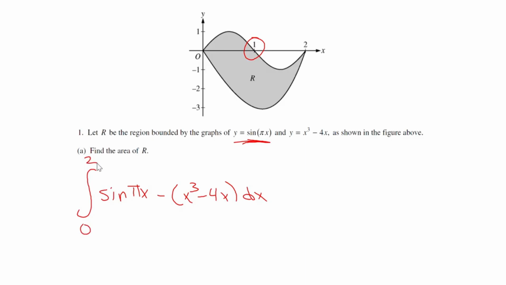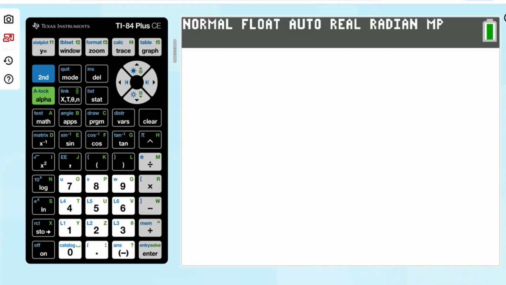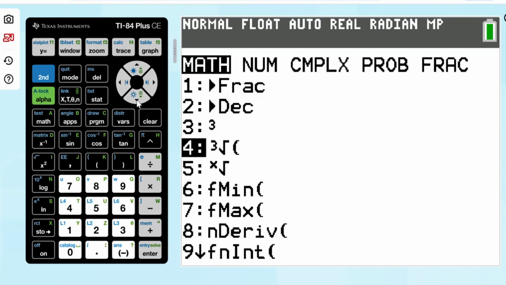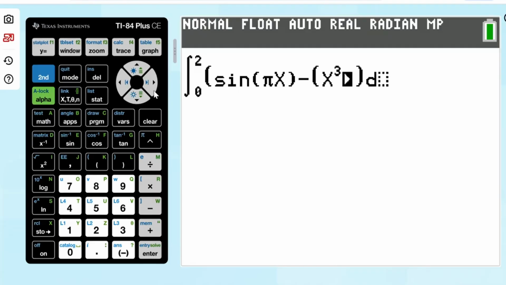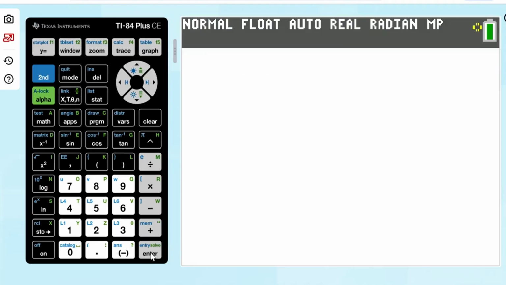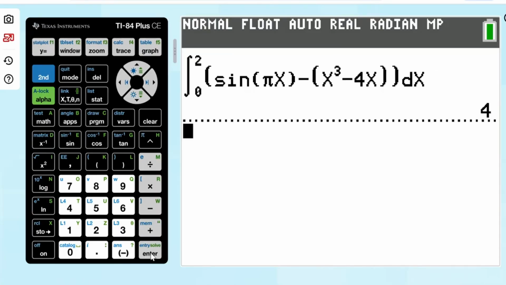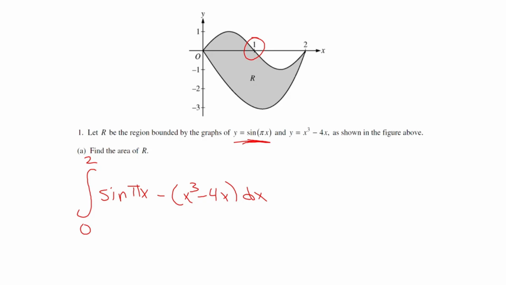And so we'll just put that into our graphing calculator and let it evaluate it for us, since this is a calculator question. We'll hit math, go down to option number 9. We're integrating from 0 to 2 of sine of pi x minus x to the third minus 4x. And we'll throw our dx down there, and we just end up getting 4. So we'll say that's equal to 4.